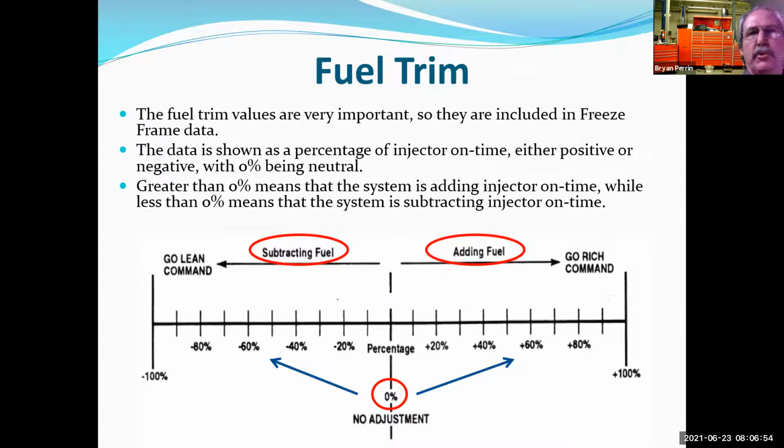In other words, at 0%, we're using exactly the calculation that the engineers put in the base speed and load cell tables. Greater than 0% means the system is adding injector on time, and less than 0% means the system is subtracting injector on time. If you notice, I was very careful in my wording here. We're adding and subtracting injector on time, not necessarily adding and subtracting fuel.